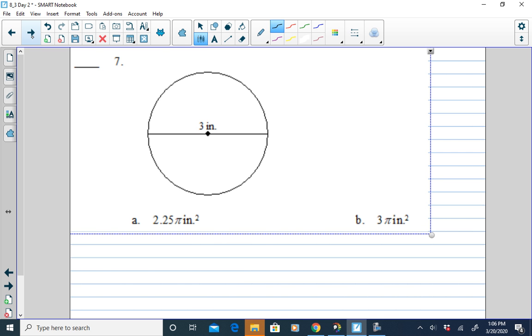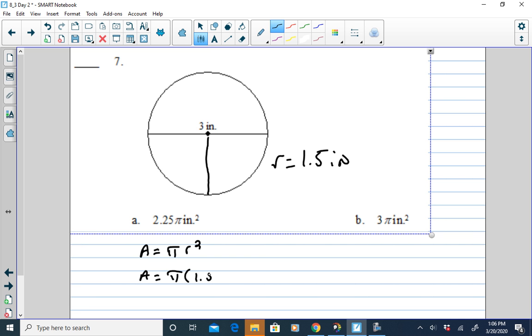Right, so let's try this one. Here the answers are different, right? So let's take a look and see what this is going to be in terms of pi. Area is going to be pi times the radius squared. Well, what's the radius here? Well, we're given the diameter is 3. Radius is half that diameter, so our radius is going to be 1.5 inches.